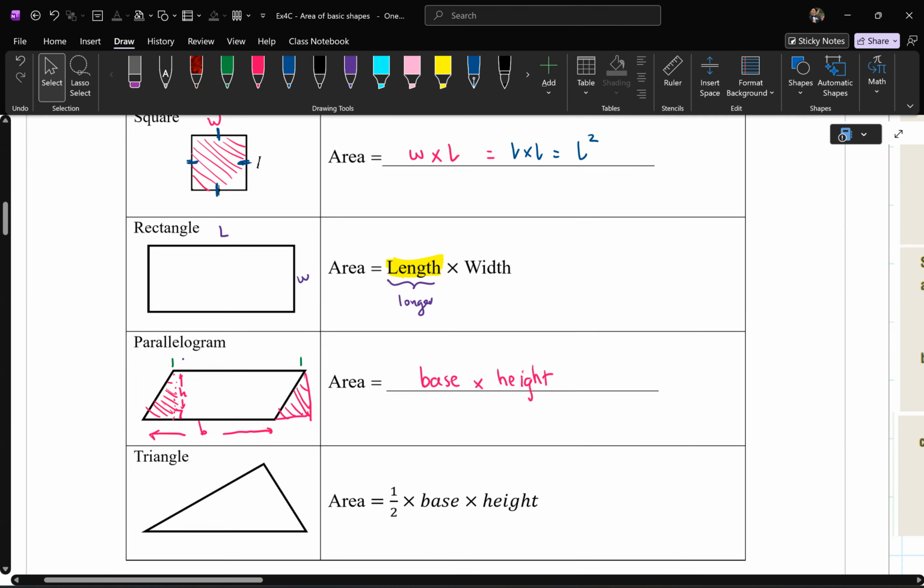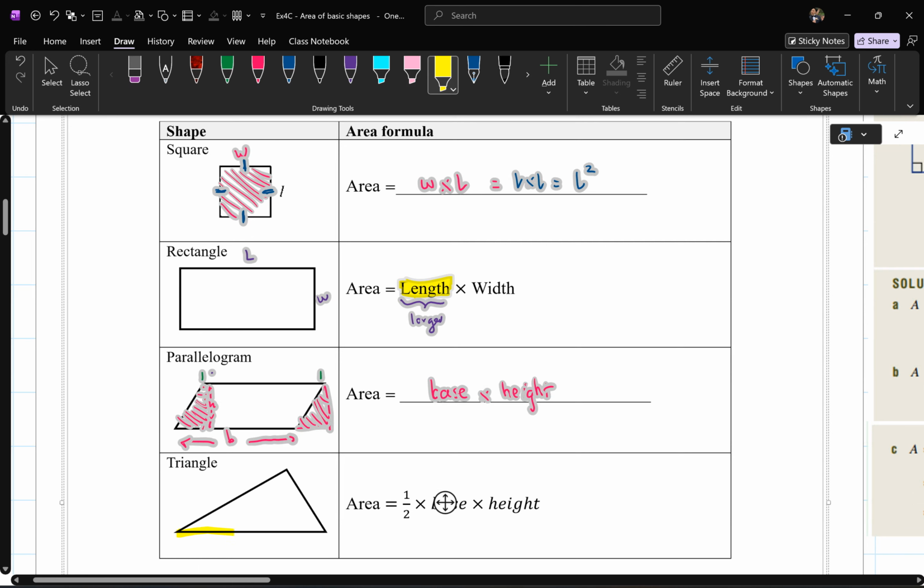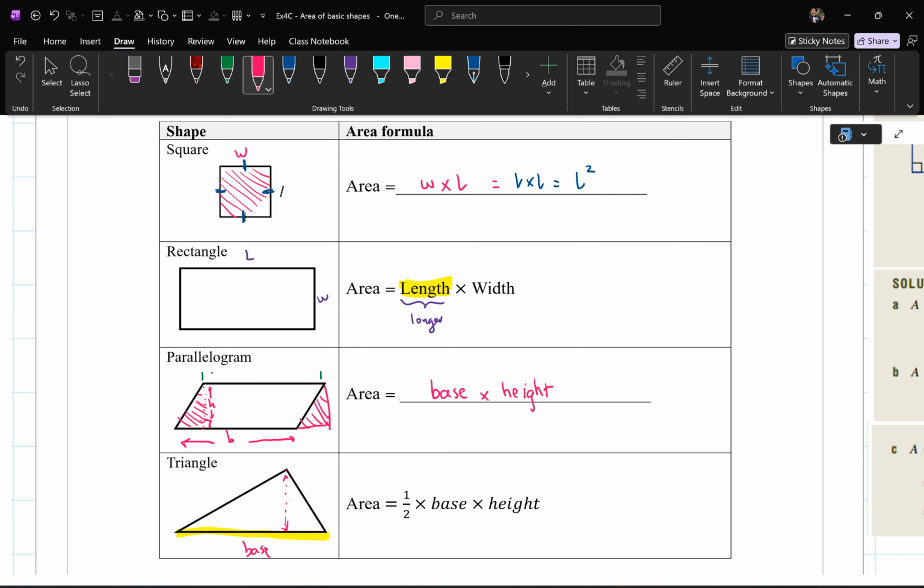Okay? Next one, triangle formula, which most of us know, it's half of base times height, and this is your base. And your height. Notice that the height, every time we talk about height or any other length side, have you noticed that it's always 90 degrees with each other?